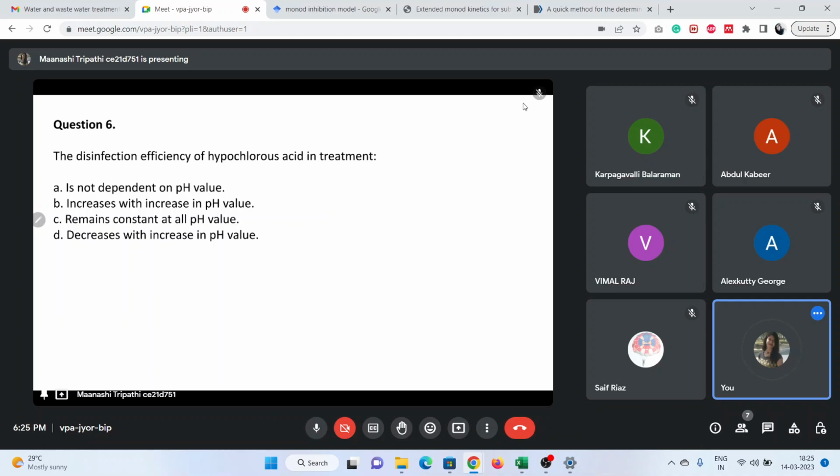Coming to the next question, the disinfection efficiency of hypochlorous acid in treatment. I have already answered this question. Hope you can answer it very quickly. The efficiency of hypochlorous acid depends upon pH: it increases with pH or decreases with pH, and so on. You can see the options and answer the question. I'll give you a minute to think on it.